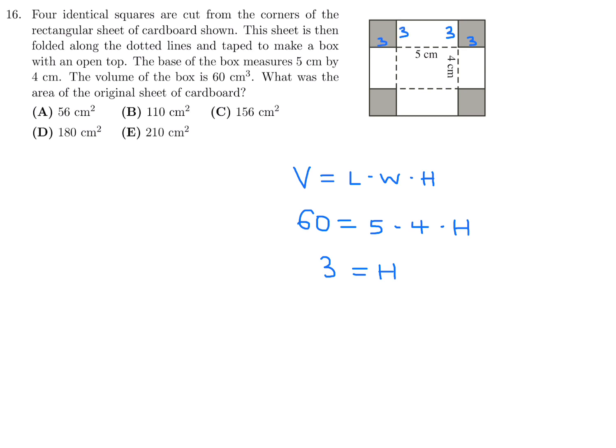You get the point. So from there to there is going to be 3 plus 5 plus 3, which is 11. And then from there to there, it'll be 3 plus 4 plus 3, which is 10. So the area of this cardboard sheet is 11 times 10, which is 110. And therefore, number 16, the answer is B.